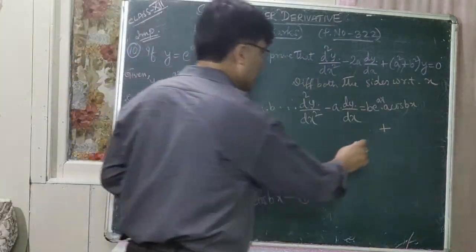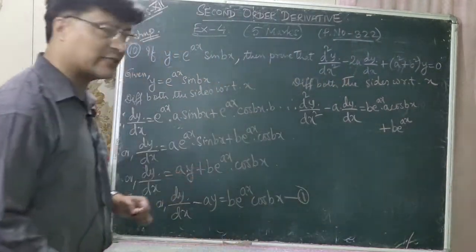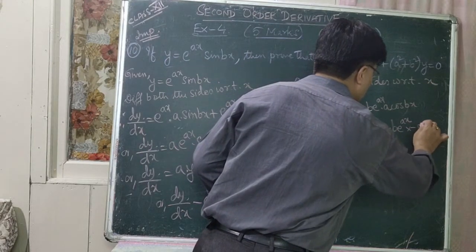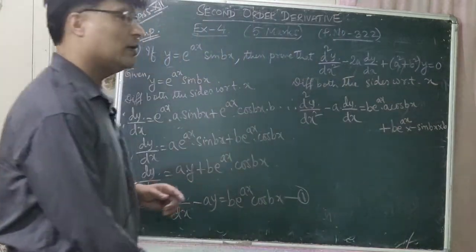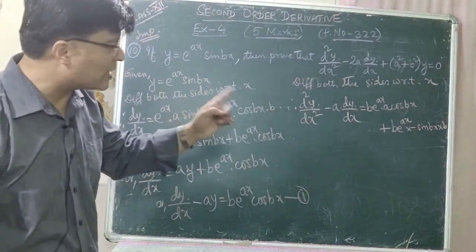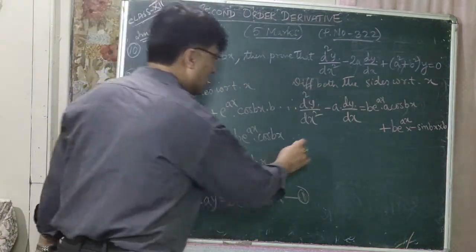Then write down plus sign because we are using UV rule here. Now again b e to the power ax is kept as it is, into, what is the differentiation of cos bx with respect to x? It is minus sin bx into b. Is that clear?